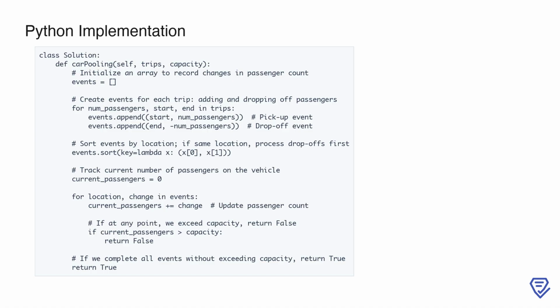We then initialize a variable current_passengers to track the number of passengers in the vehicle at any given point. We iterate through the sorted events list, updating current_passengers for each event based on the change in passenger count. If at any point current_passengers exceeds the given capacity, we immediately return false, indicating that the trip is not feasible. If we complete the iteration without exceeding the capacity, we return true, indicating that the carpooling schedule is achievable within the given constraints.